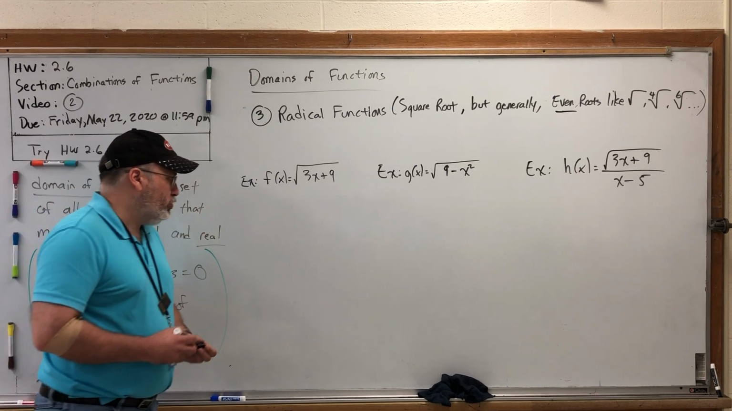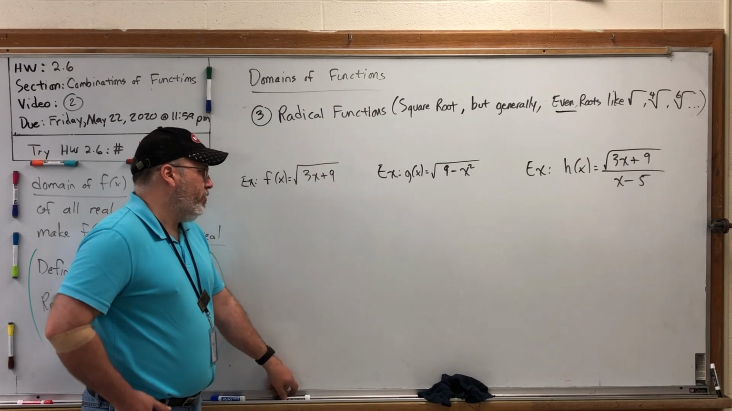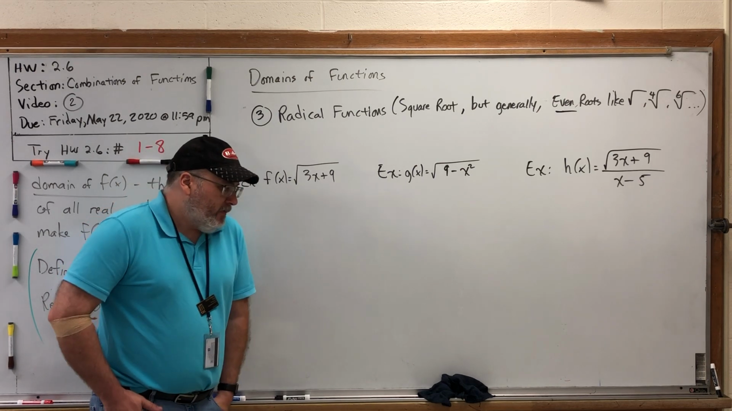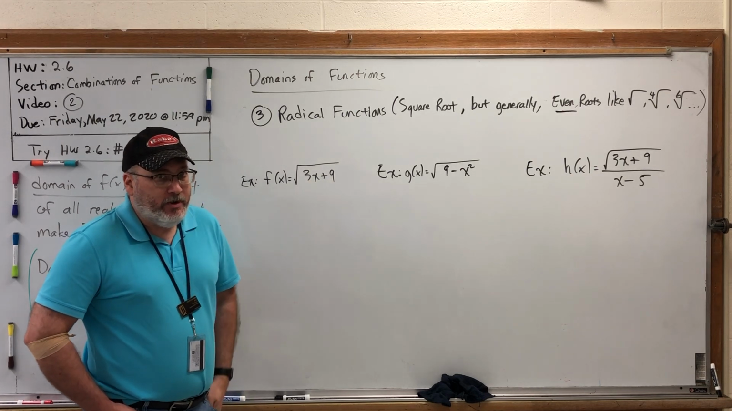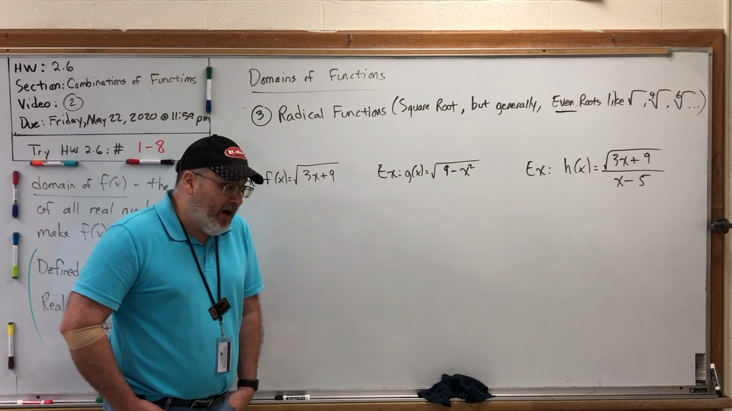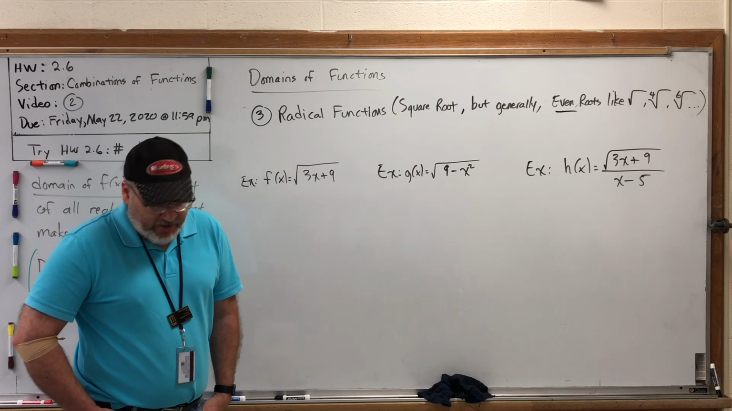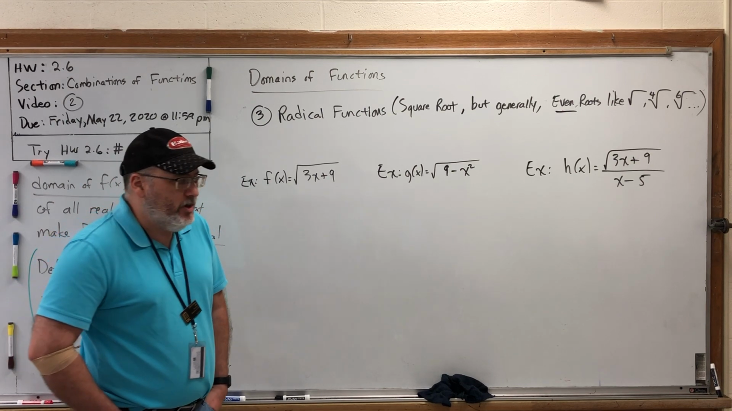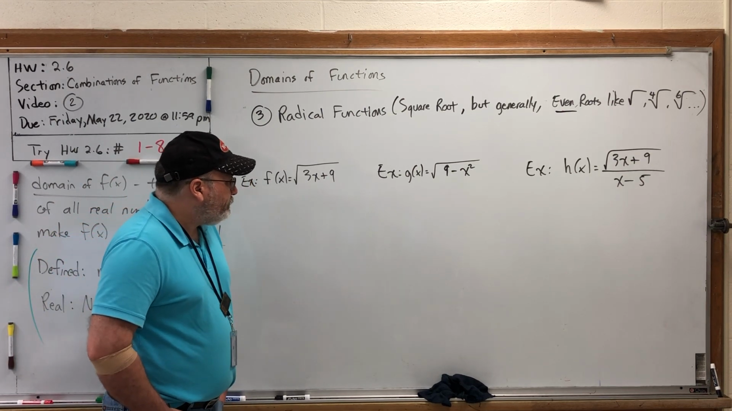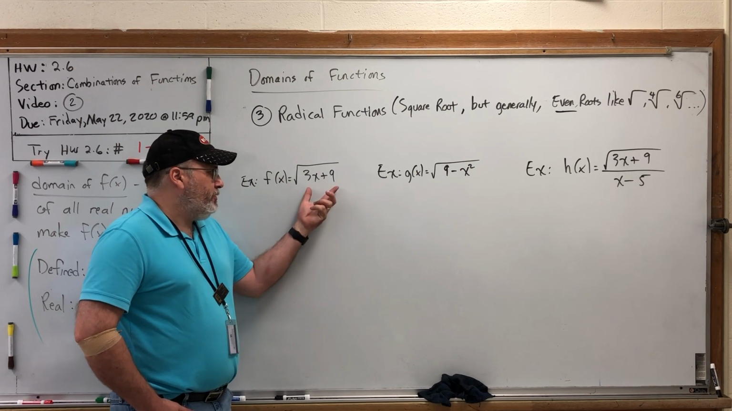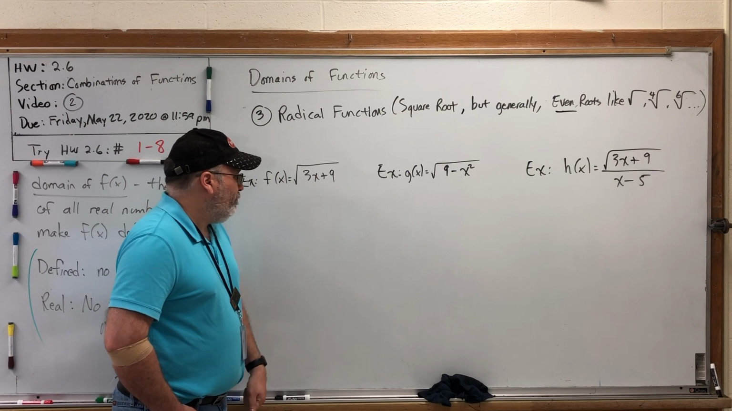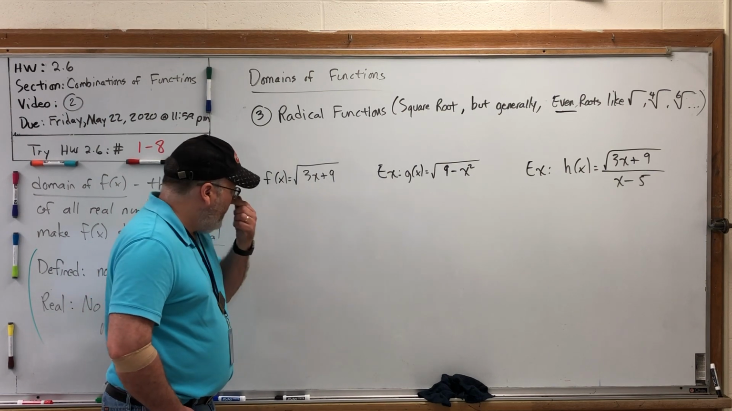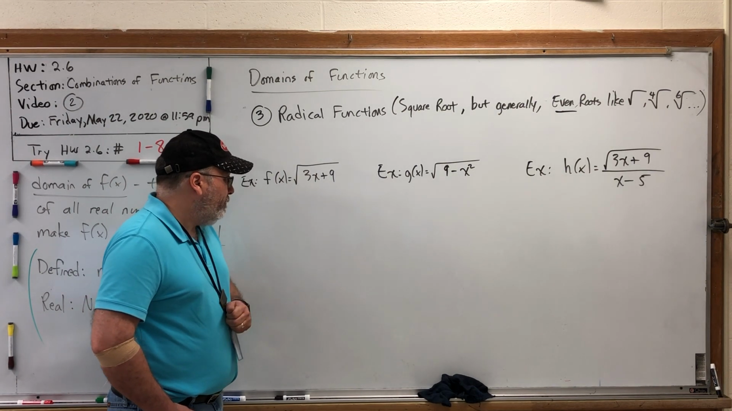Let's take a look at this first one. f of x equals the square root of 3x plus 9. I'm okay as long as the 3x plus 9 stays non-negative. It can be positive, it can be 0, but it can't be negative, hence the phrase non-negative. So what numbers will keep this greater than or equal to 0? Can I put in 0? Try it. Can I put in negative 1?